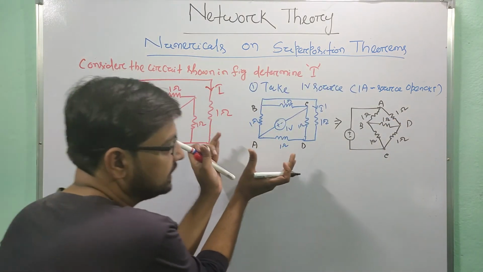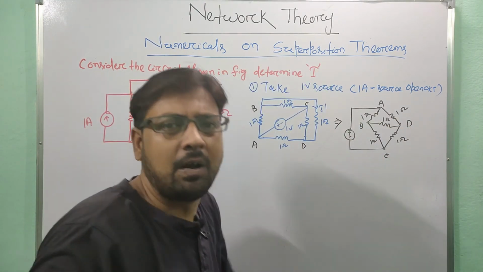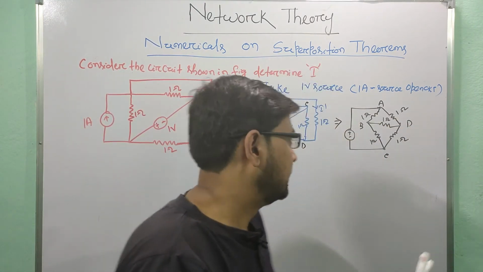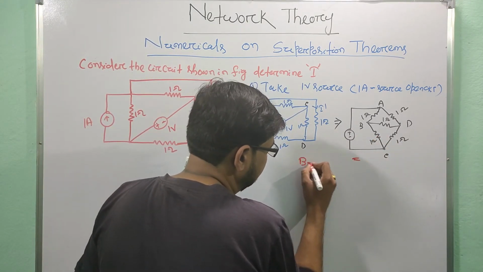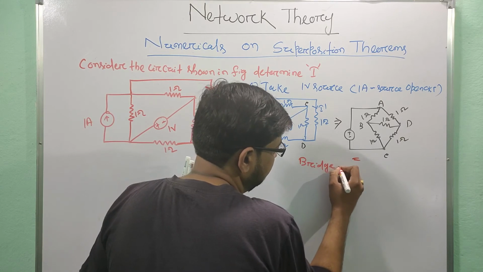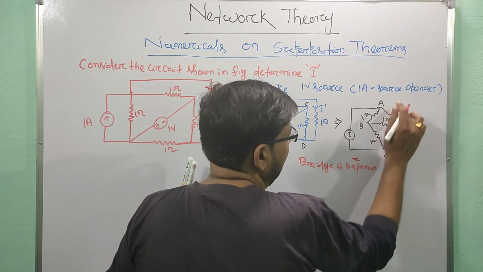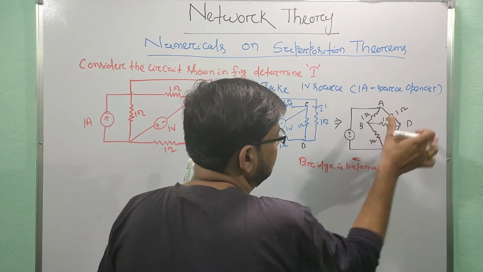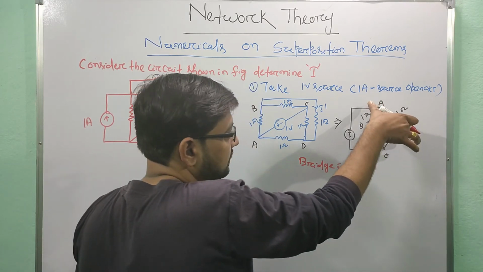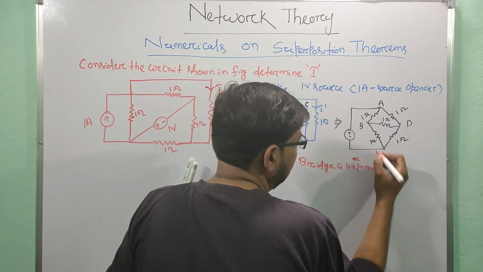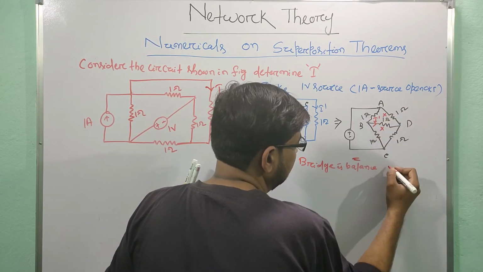Now this circuit is converted to a bridge circuit. So you know how to solve a bridge circuit? That is, here the bridge is balanced, because the multiplication of opposite arms' resistances is equal. So then what is my current value? Let it be I dash. Here the current value is 0.